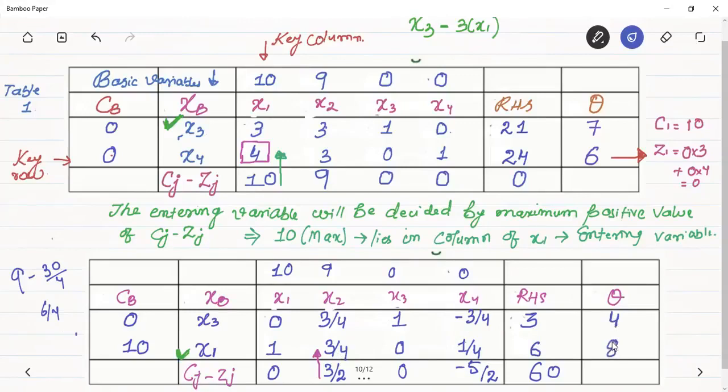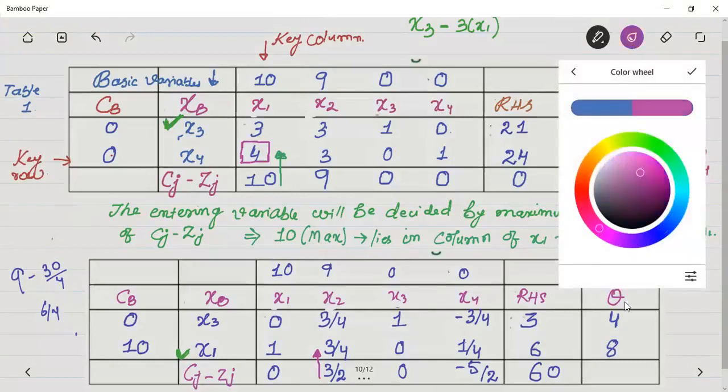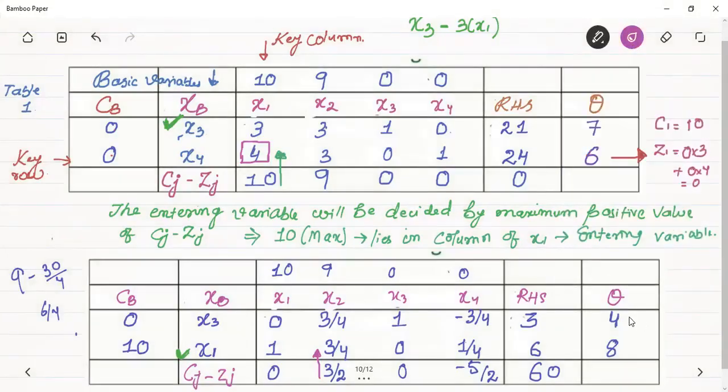Now, which is the minimum positive value? 4. Minimum positive value is 4, therefore it will give us the indication of the leaving variable. Therefore the leaving variable is x3. कल भी आपने देखा that in the second iteration x2 became the basic variable and x3 left the basis.